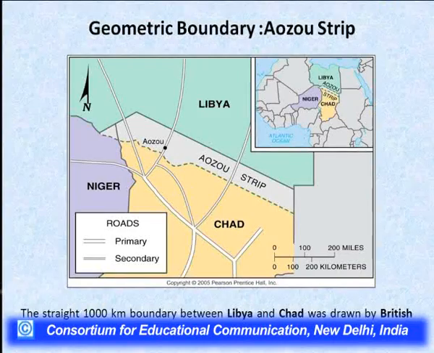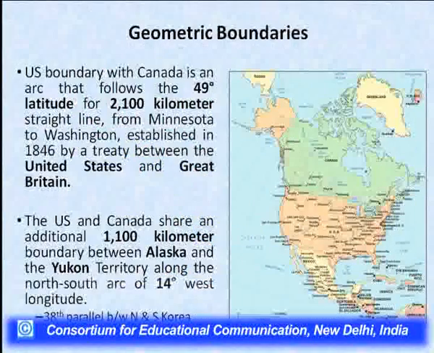We can see an example of these geometric lines in the Aozou strip, which is a contention between Libya and Chad. It is a 1,000 kilometer long boundary that was drawn by the British in 1899. In present time, there is a contention between Libya and Chad, because this is a straight line, and the countries try to gain access to that particular boundary.